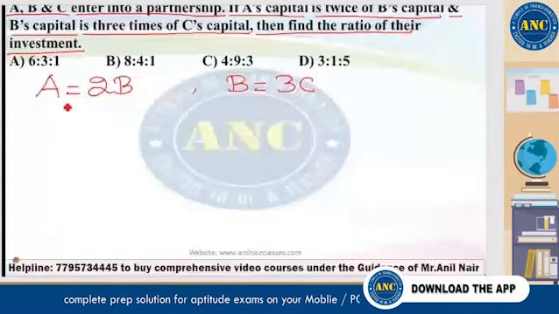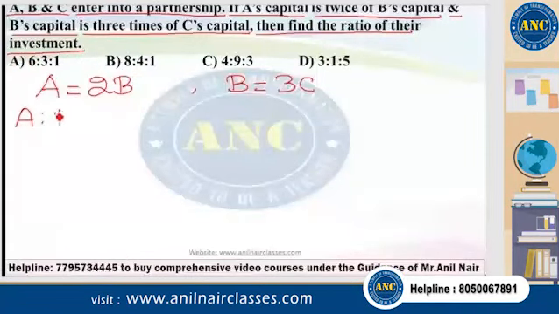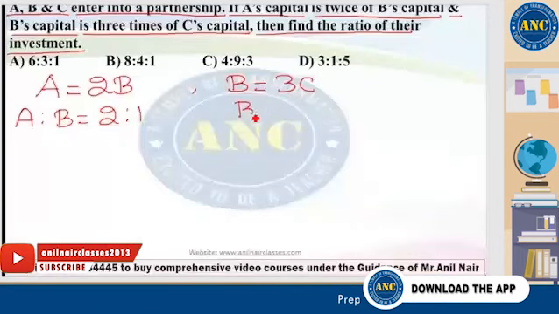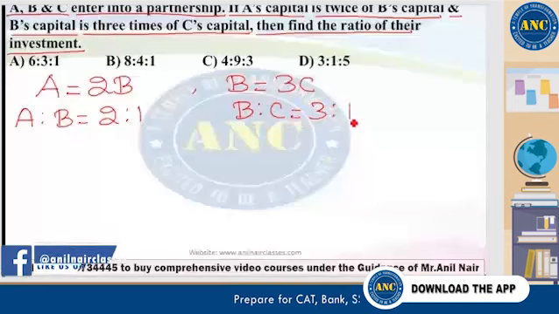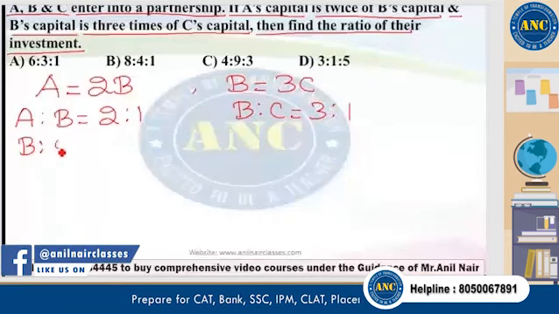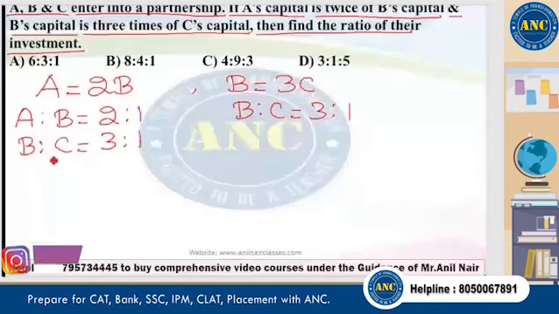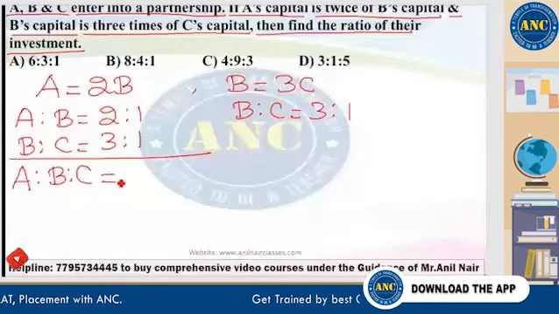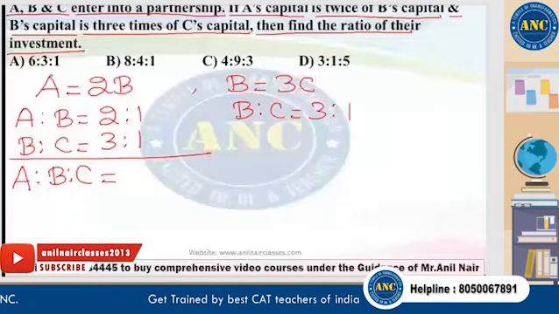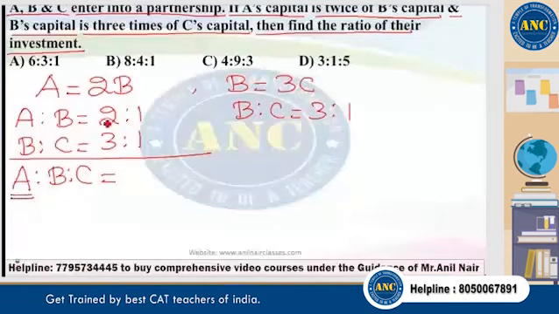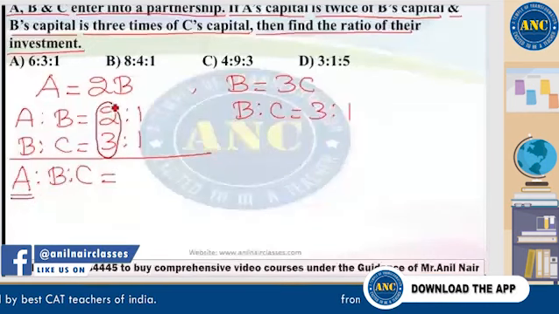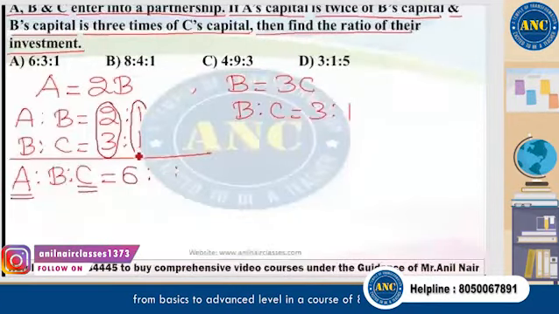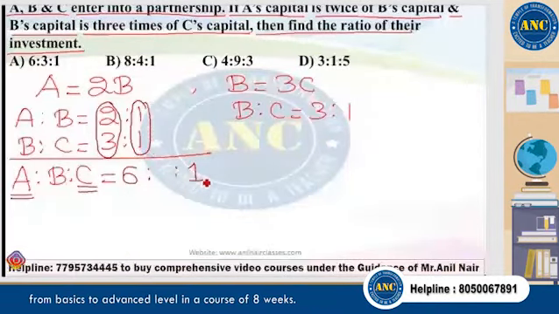Now see here, A is equal to 2 times B. A is to B is nothing but 2 is to 1. B is equal to 3 times C. B is to C is 3 is to 1. Can I say A is to B is 2 is to 1, B is to C is 3 is to 1. I already taught you compound ratio application many times in multiple topics. To find the first variable A, multiply all the first terms. 2 into 3 is 6. To find the last variable C, multiply all the last terms. 1 into 1 is 1.